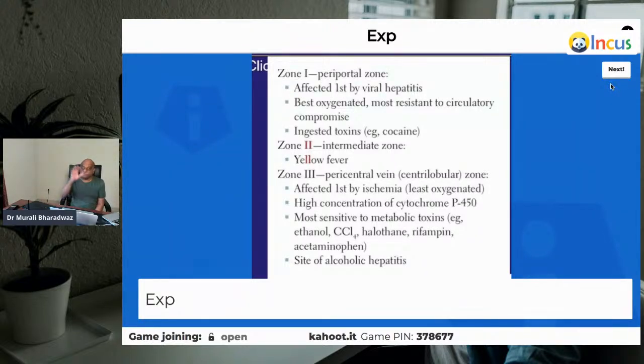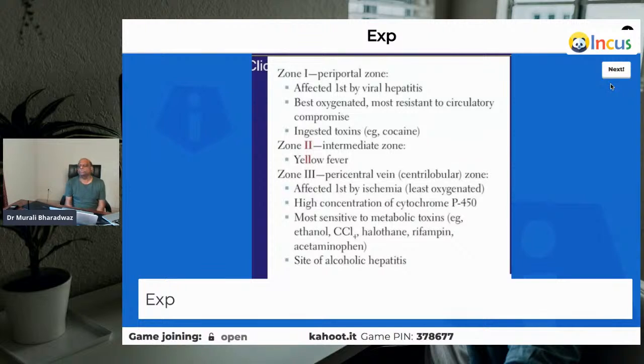Zone 1 is the periportal zone. Please don't forget, it is the one which is affected first by viral hepatitis. It is the one around the portal vein. It is best oxygenated, most resistant to circulatory compromise. And if you take any ingested toxin, like substance abuse such as cocaine, zone 1 is most affected. Because it is periportal, whatever you eat goes through the gut portal vein and reaches the portal area. So the periportal area is most affected by ingested toxins.